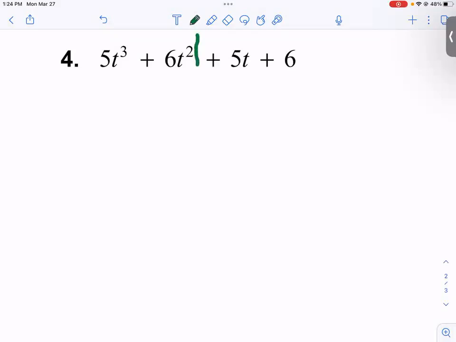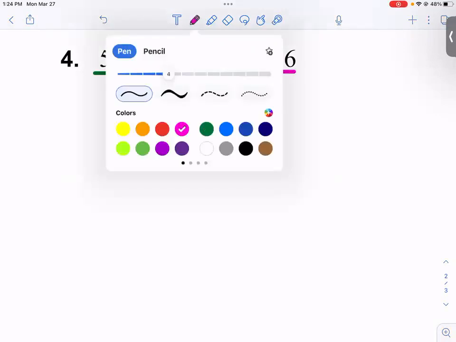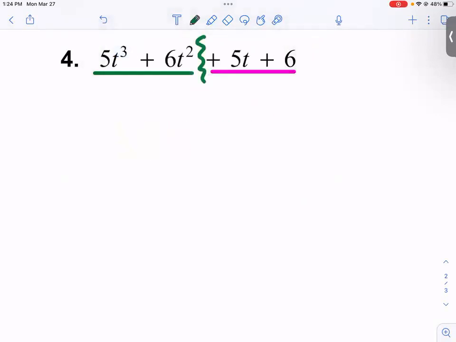Check in with your elbow partner to make sure that you have the same thing. We did the same thing. So of the first two, what's in common? T squared. Okay, so write T squared.